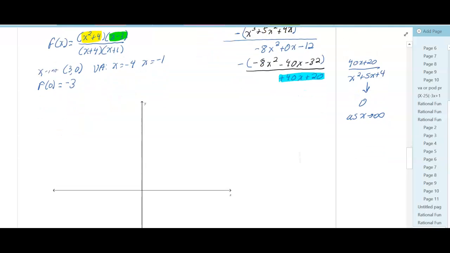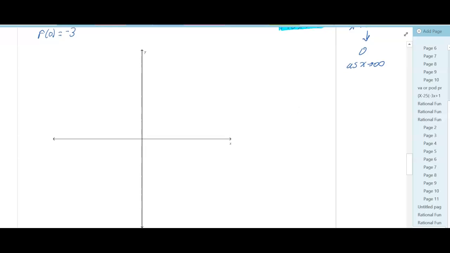So now we can come down to the graph and sketch the graph. The slant asymptote is y equal x minus 8, so 1, 2, 3, 4, 5, 6, 7, 8. Here's negative 8. Slope is 1, 2, 3, 4, 5, 6, 7, 8. So I'm just going to use those 2 points to sketch the slant asymptote, y equal x minus 8.